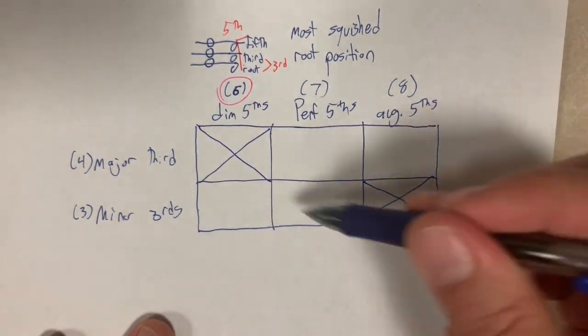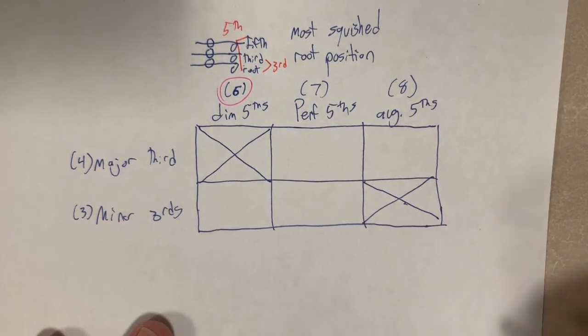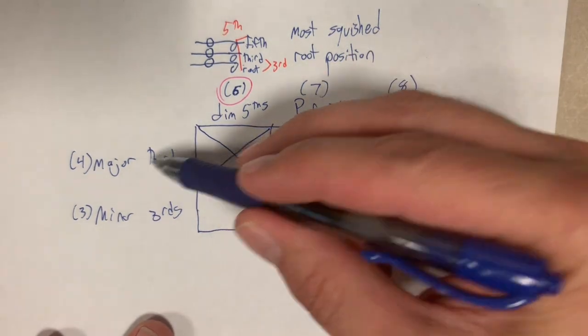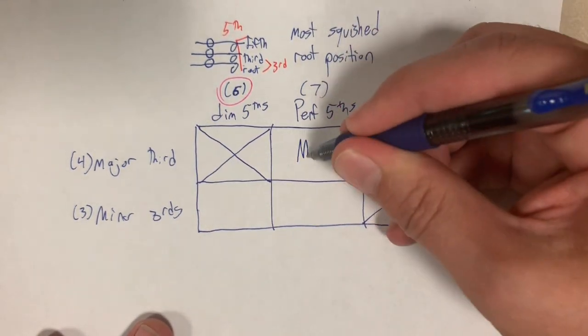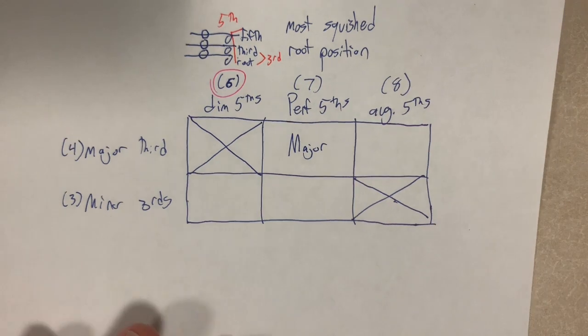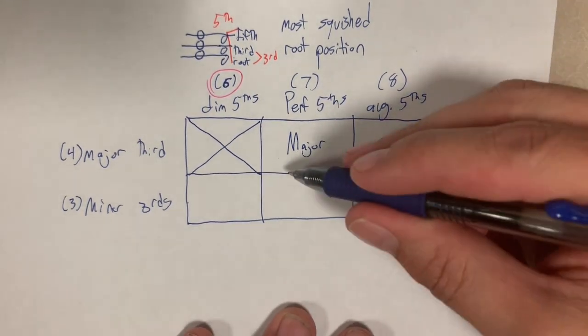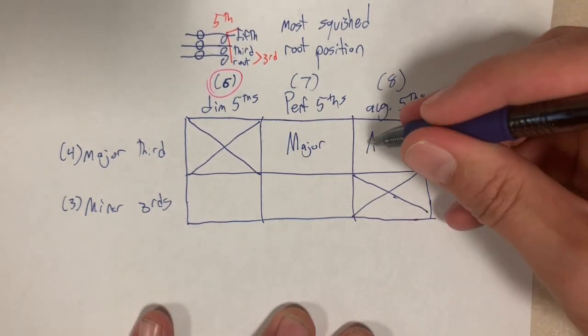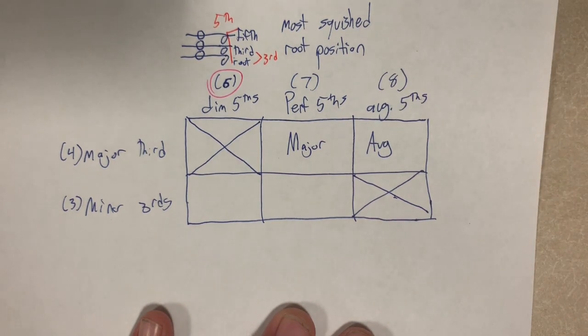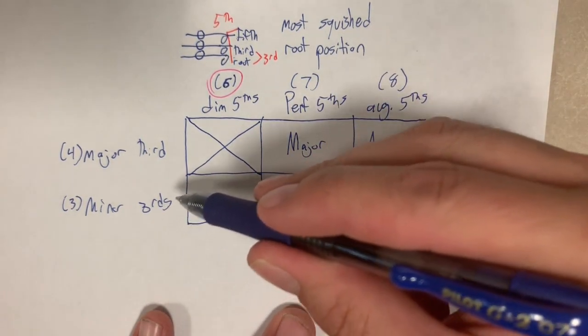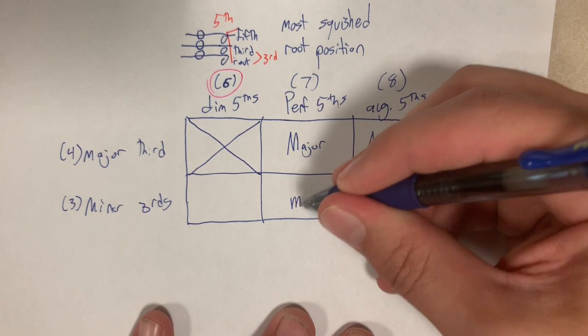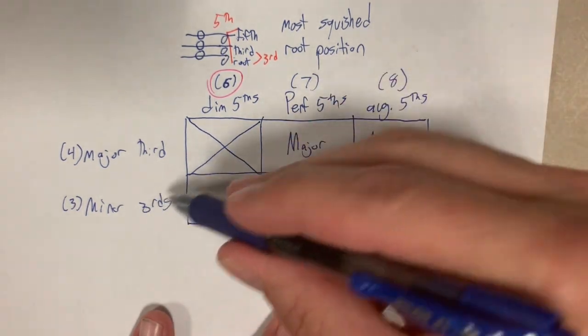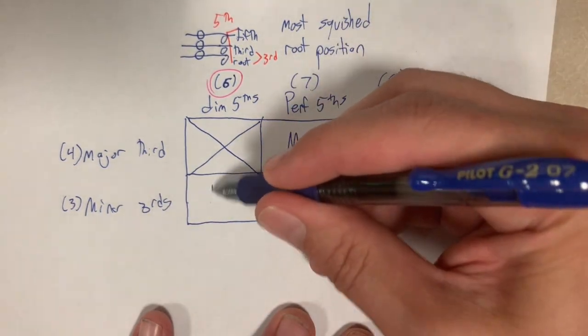So look, there's only 4 kinds of triads. You got your triad that has a major third and a perfect fifth, and that's your major triad. You got your triad with a major third and an augmented fifth, that's your augmented triad. Minor third, perfect fifth, minor triad. Minor third with a diminished fifth, your diminished triad.